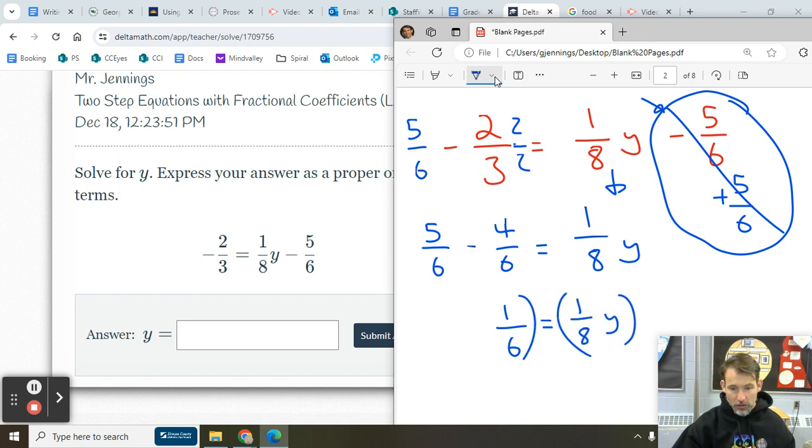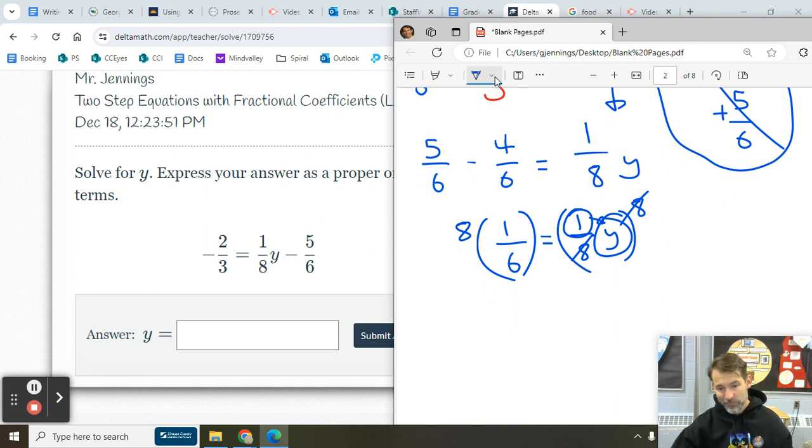Now, we just multiply both sides by 8. Okay, that'll cancel that. Y is isolated, 1y. Okay, 8 times 1/6, 8 over 6 equals y. 4 over 3, reduce your fraction, equals y.